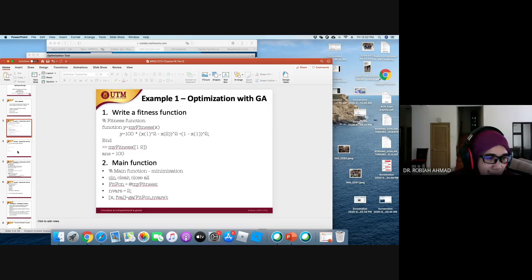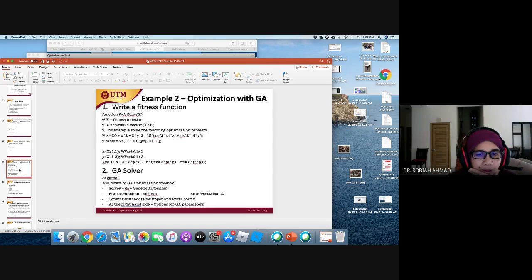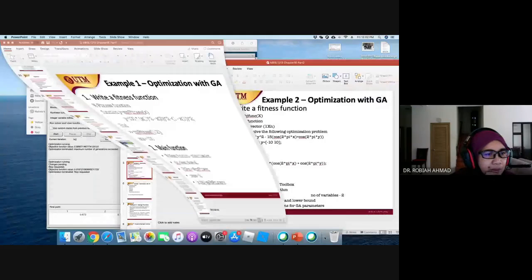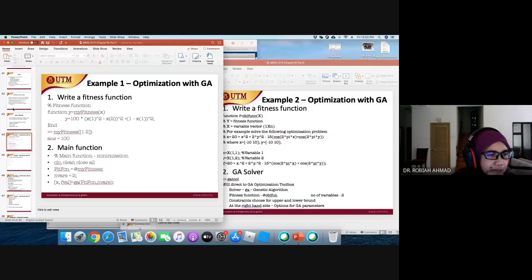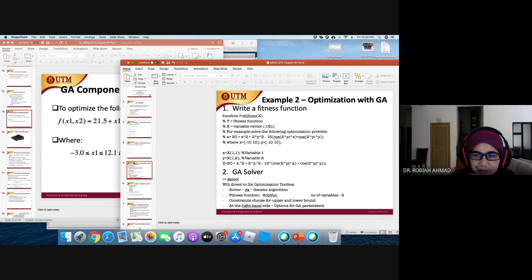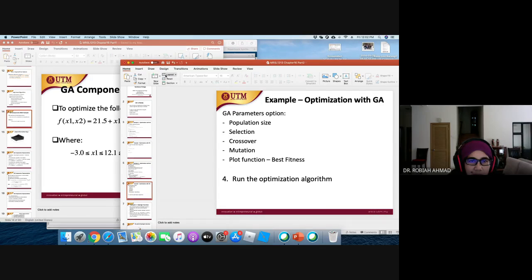This one is the banana function, and this one I don't know where I got this equation. I think this is the one when I explained GA just now. Let me check. Which function is this? I don't know where I got this. Never mind. I have to check the equation as well, and of course the objective functions. We proceed with the next example.